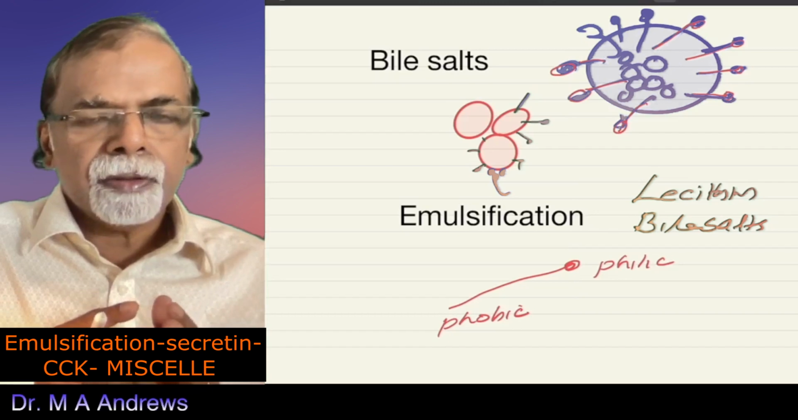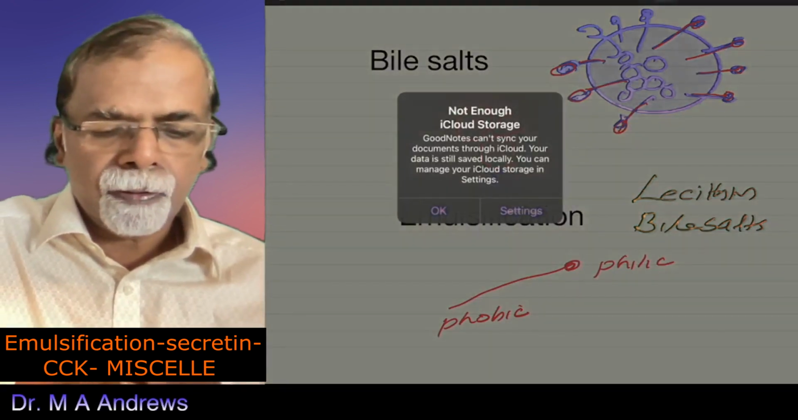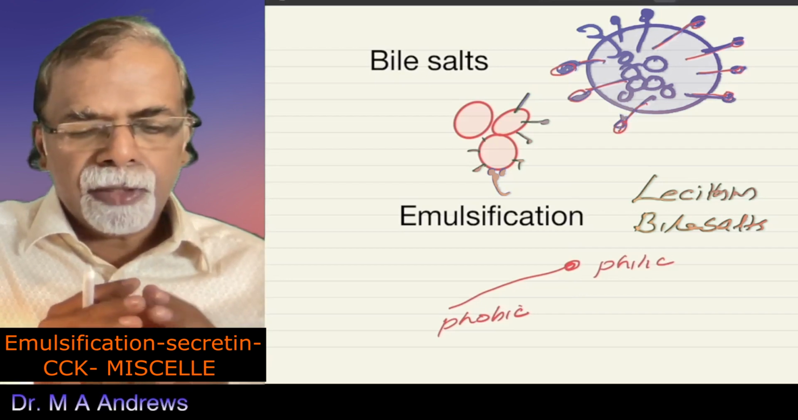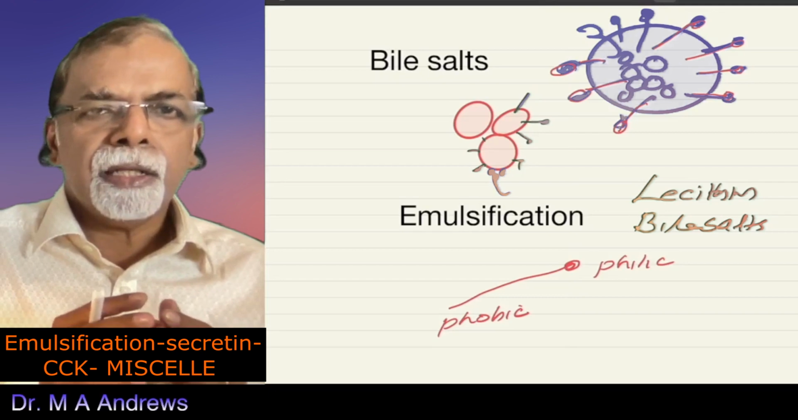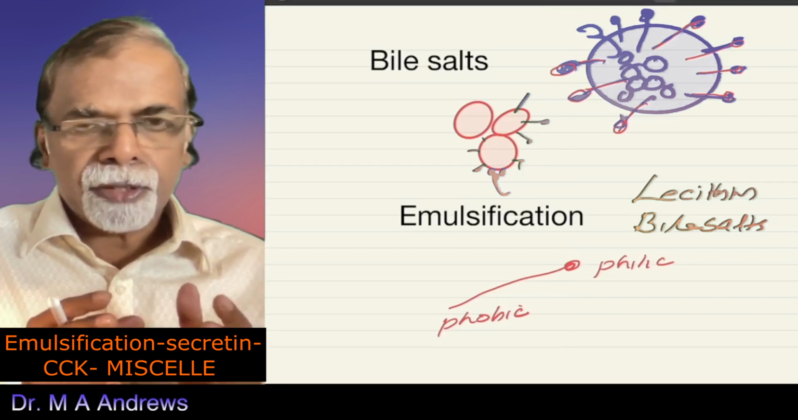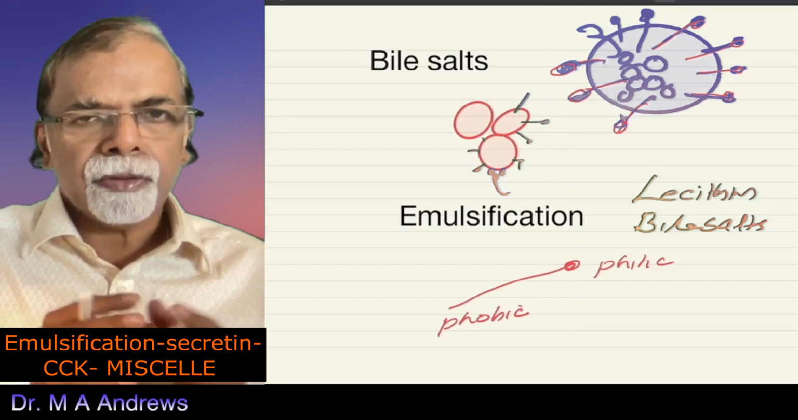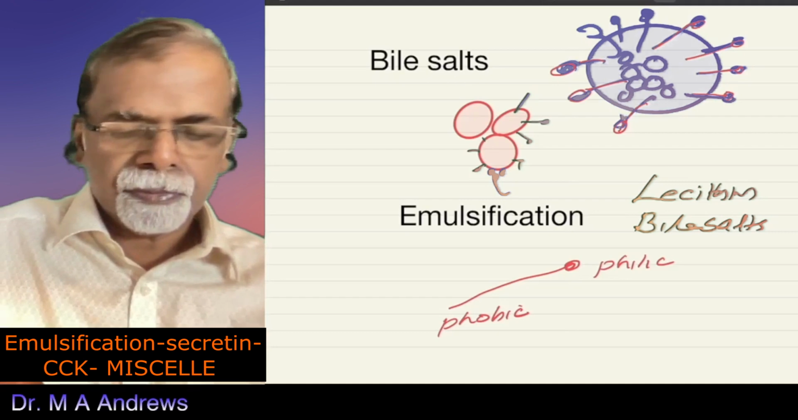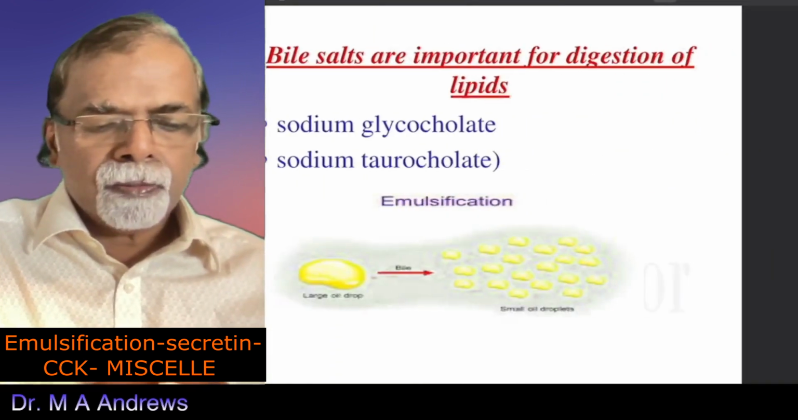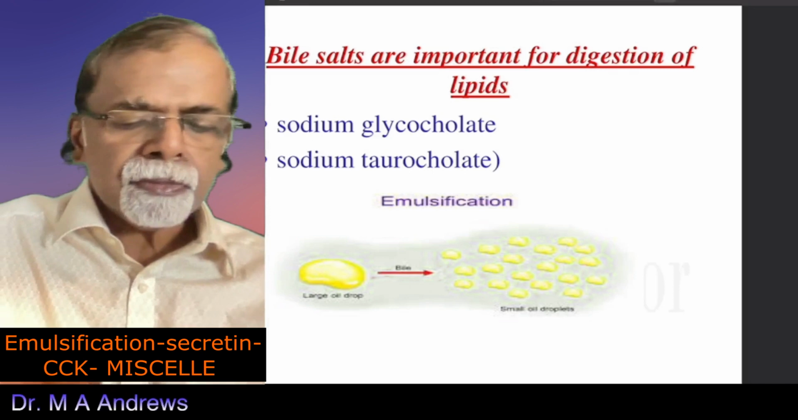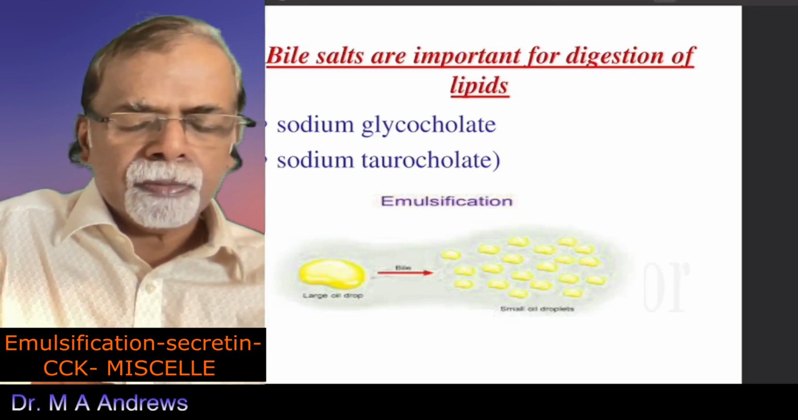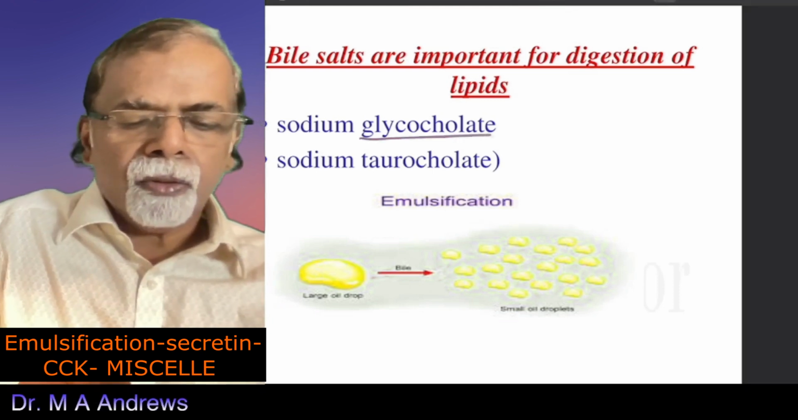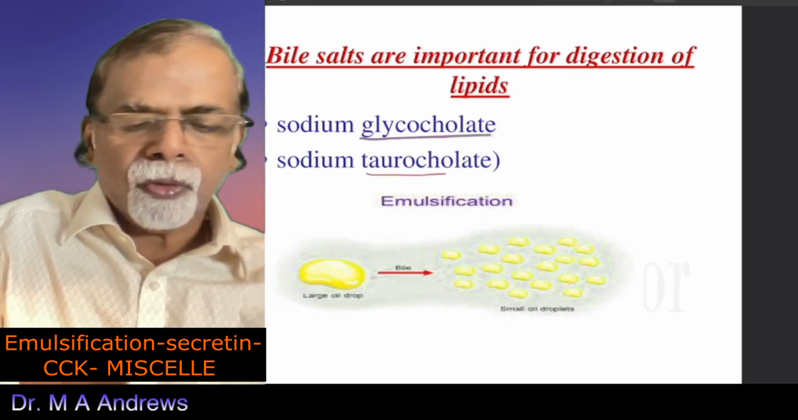So I will repeat, the bile is essential for emulsification. Emulsification is a process by which the large fat droplets are broken down into smaller pieces so that the enzymes can act better. So, what are the bile salts? They are the salts of glycine and taurine. They are the sodium glycocholate and the sodium taurocholate.